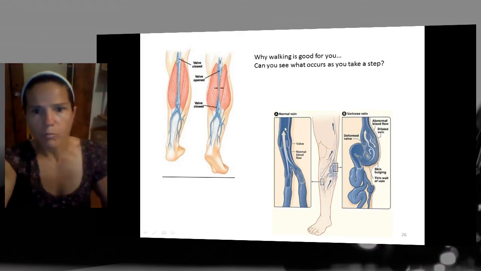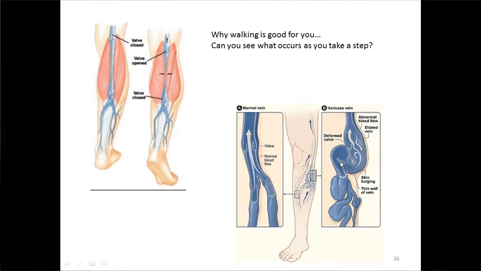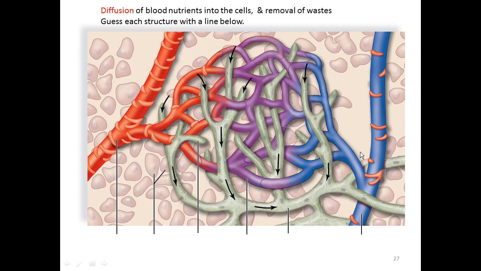This is when a valve blows. So this is a varicose vein, kind of a grody picture of one, but when that one-way valve actually blows, then the blood can pool, and that can get kind of unsightly. But that's what a varicose vein is. It's a blown valve in a vein. Here's another image of a capillary bed.